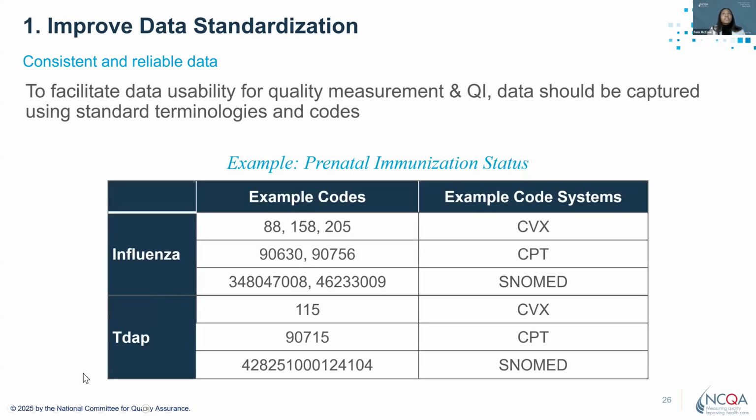Here's an example. The prenatal immunization status measure is currently an ECDS measure, and this is just showing the different code systems and example codes that are included in the measure. You can see from this example, it includes CPT codes, right, that come from an administrative record, but also SNOMED codes or CVX codes that can support standardization in the clinical record. And so to be able to efficiently measure quality and use data to drive improvement, it's essential that data is captured using those standard terminologies and in structured formats so that it can even be mapped to these codes.